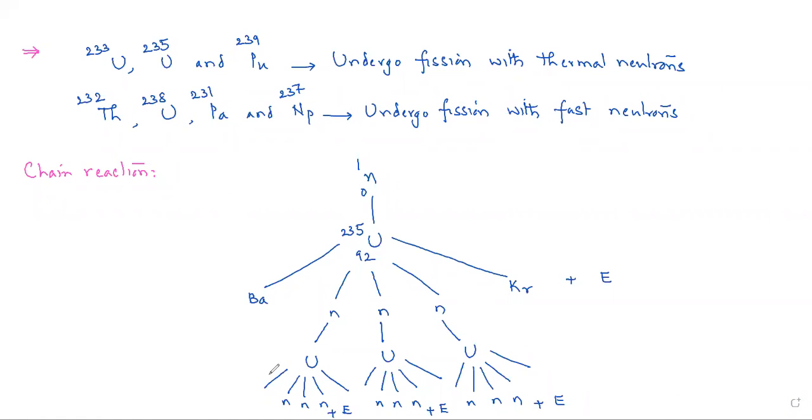This is how these 3 into 3, I mean 9 neutrons, are again captured by uranium nuclei. And again, you get neutrons along with the release of a large amount of energy. In this way, the number of neutrons increases in geometric progression. And that at one stage leads to explosion.